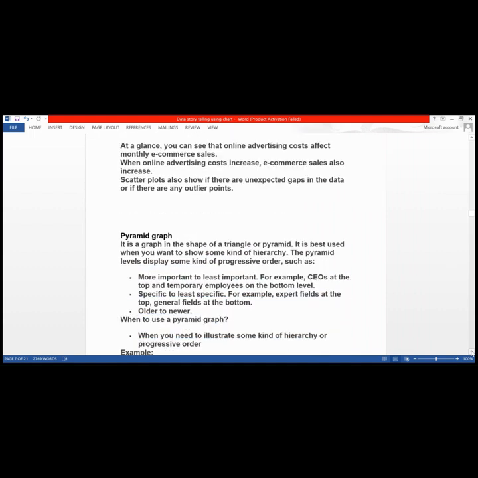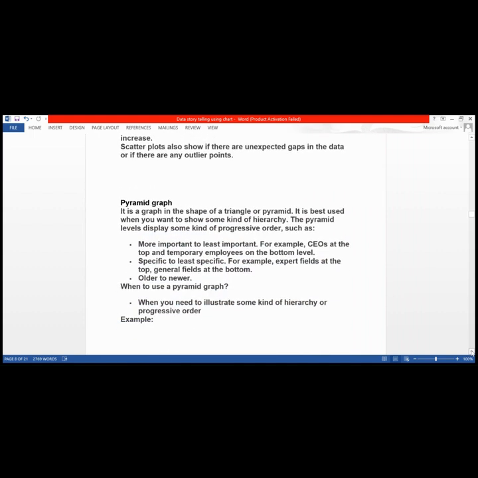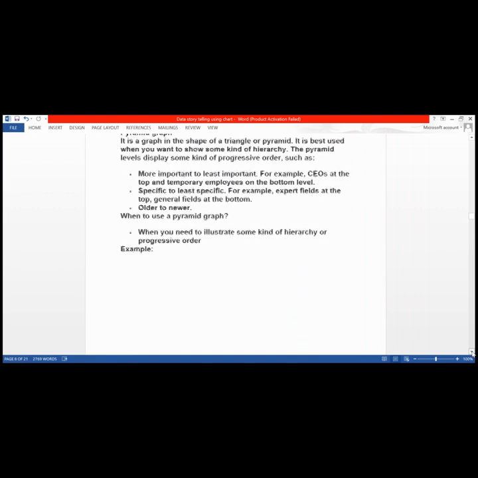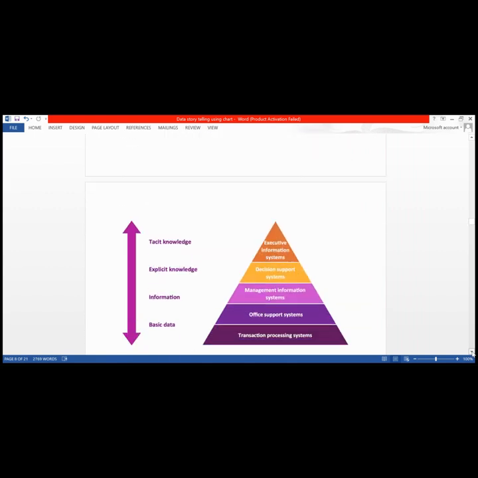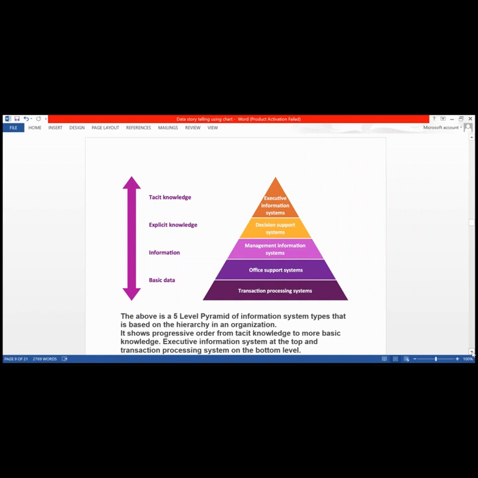So we also have pyramid graphs. You know what a pyramid looks like. It is a graph in the shape of a triangle or pyramid. It's best used when you want to show some kind of hierarchy in a company. You understand? So in the company, in their progressive order, we have the CEO at the top, going down to the lower or newer people in the company. So this is a pyramid. This is how it looks. Here's an example.